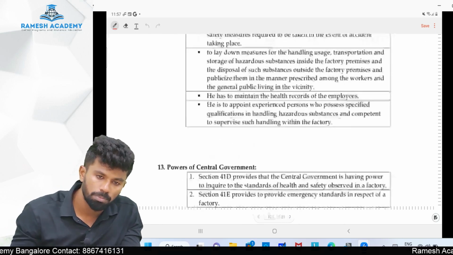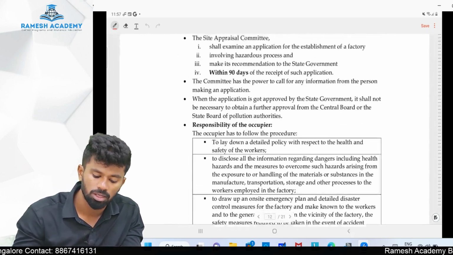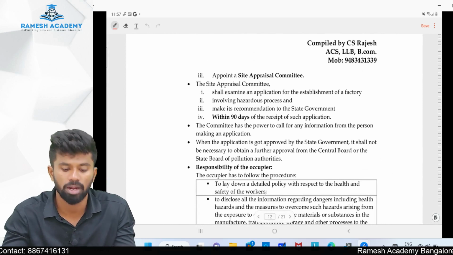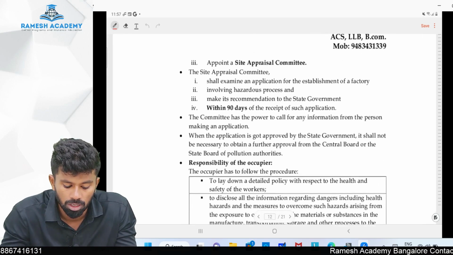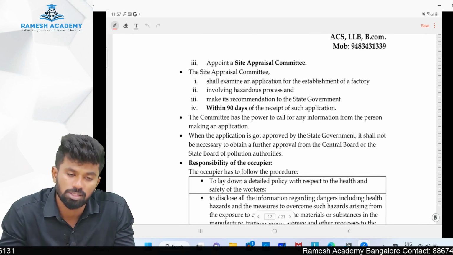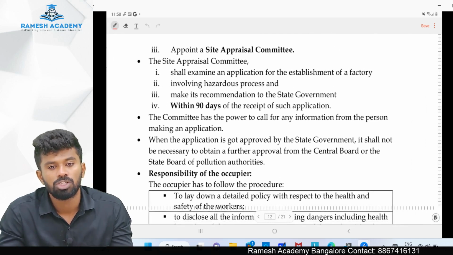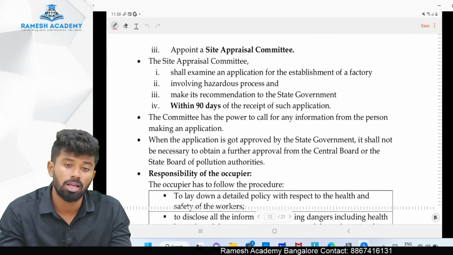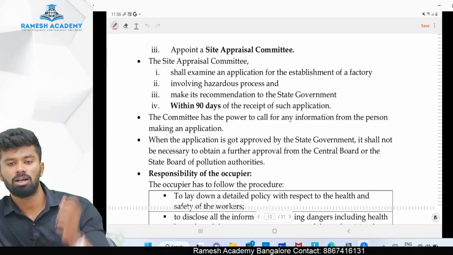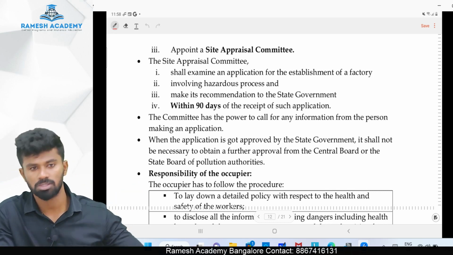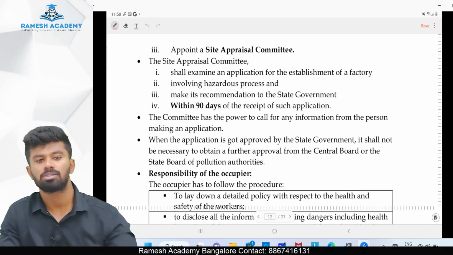Okay, so if any person desires to start a hazardous process, he has to apply to the government. Appoint a site appraisal committee. So there is a committee called the site appraisal committee which gives the permission for starting a hazardous process. So if any one of us wants to start a hazardous process, we must apply to whom? The site appraisal committee.